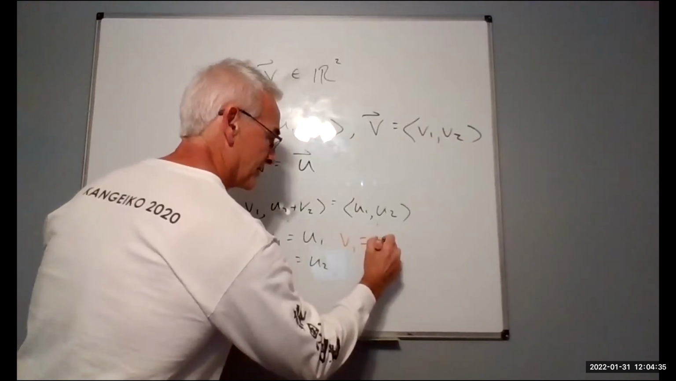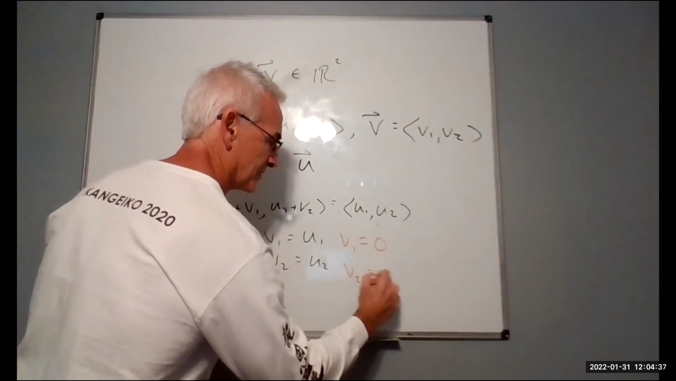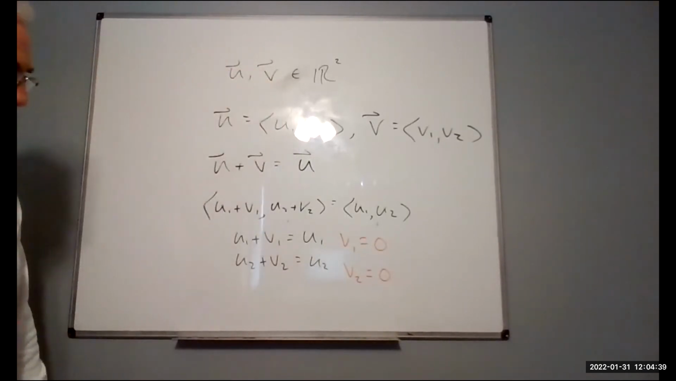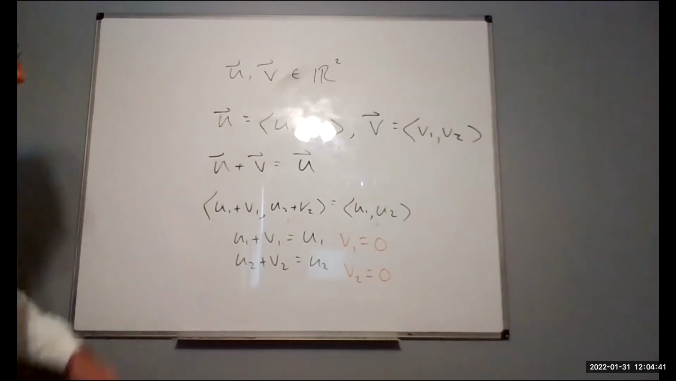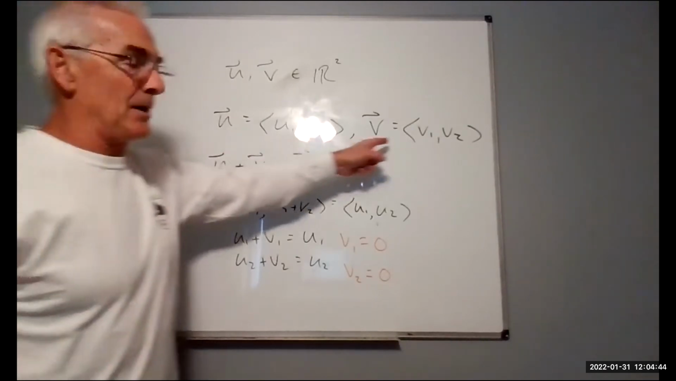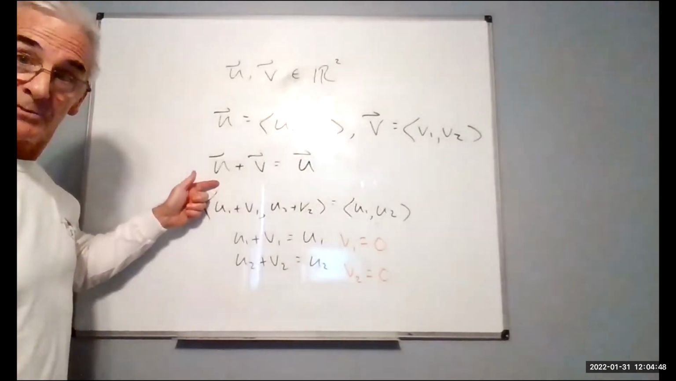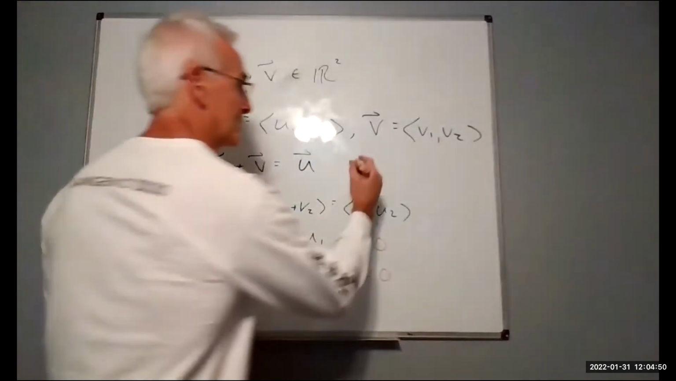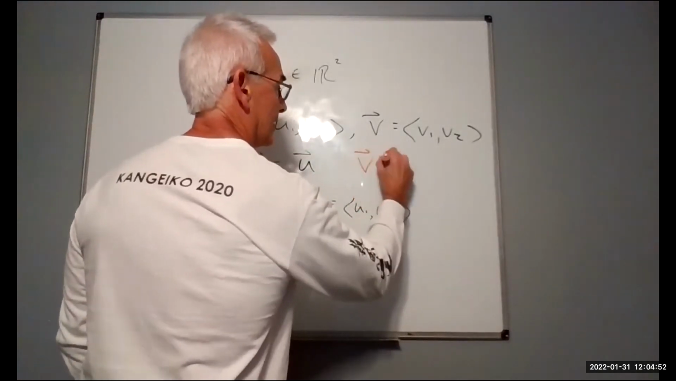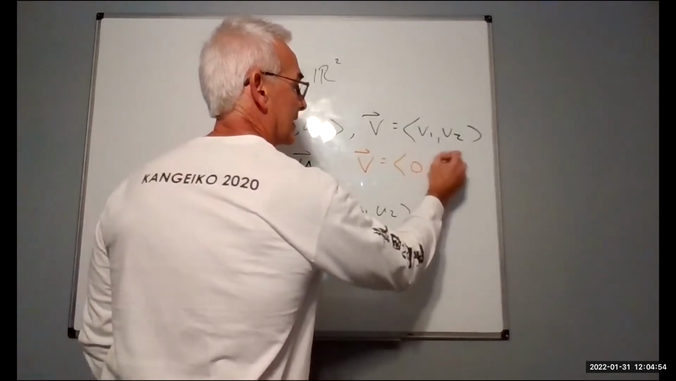If V1 is 0 and V2 is 0. Oh, so is there a vector V out there where this result is true? Yes, we just figured it out. What would vector V have to look like? It would have to look like this.